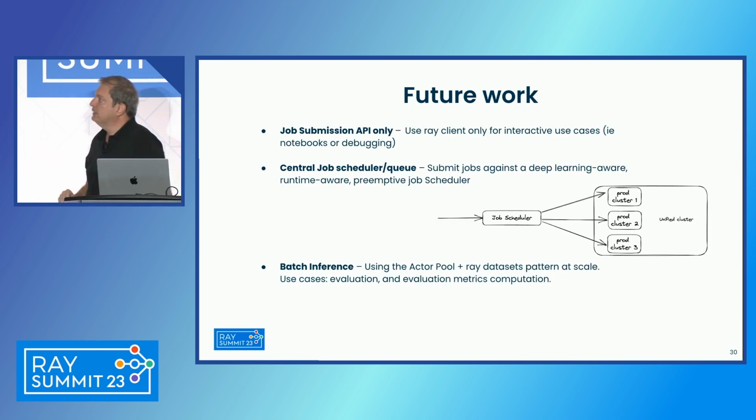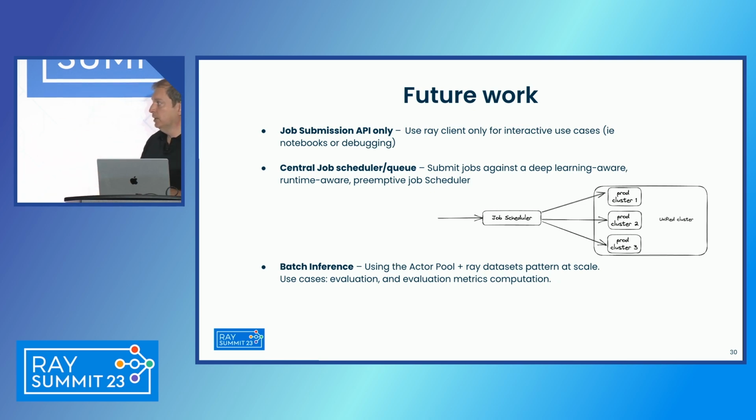Future work, as I said: we have a mixture of client mode to access the cluster for interactive jobs and submission jobs. We will try to go on job submission only. We are currently deploying a job scheduler that will act as a central entry point for all the clusters. It will also act as a router or as a queue, with pluggable policies, so we can then figure out how to maximize the use of the machines. And we are also exploring batch inference, using the actor pool in the Ray dataset pattern for the use case of evaluation or evaluation metrics.